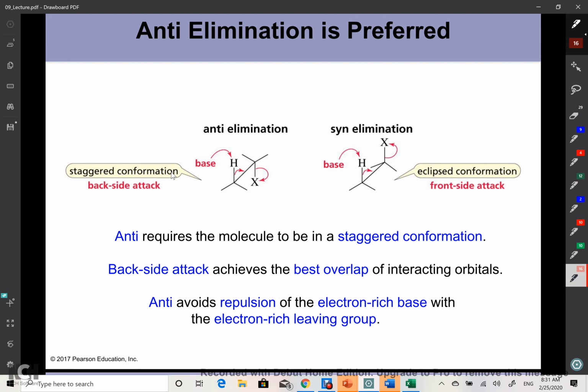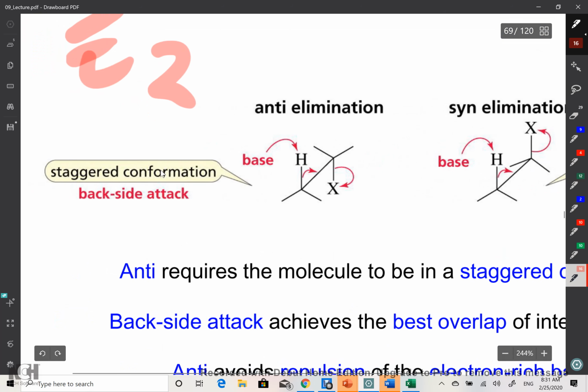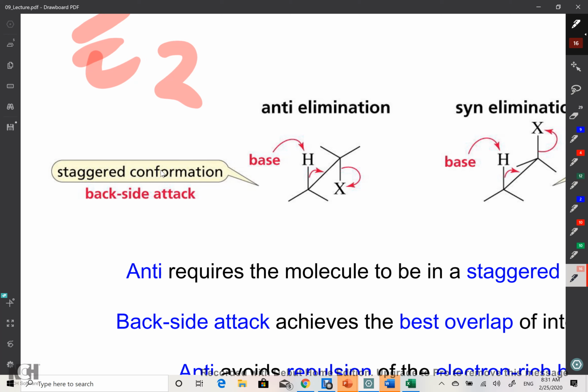Now, in the elimination mechanism, here we are looking more at the E2 mechanism now. Okay. You remember we talked about the front side and the back side attack. Here we'll be talking about the anti and the syn elimination. Anti, remember, it means that they are on opposite ends. With an E2 mechanism, the anti-elimination is preferred over the syn elimination.